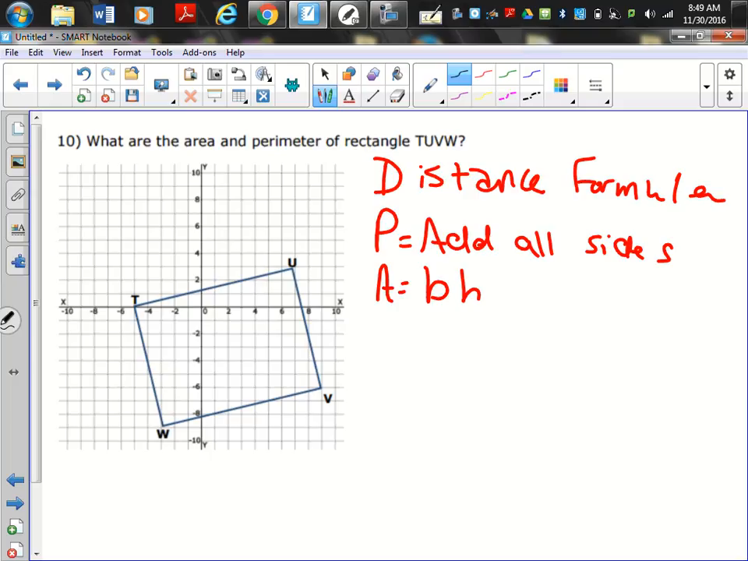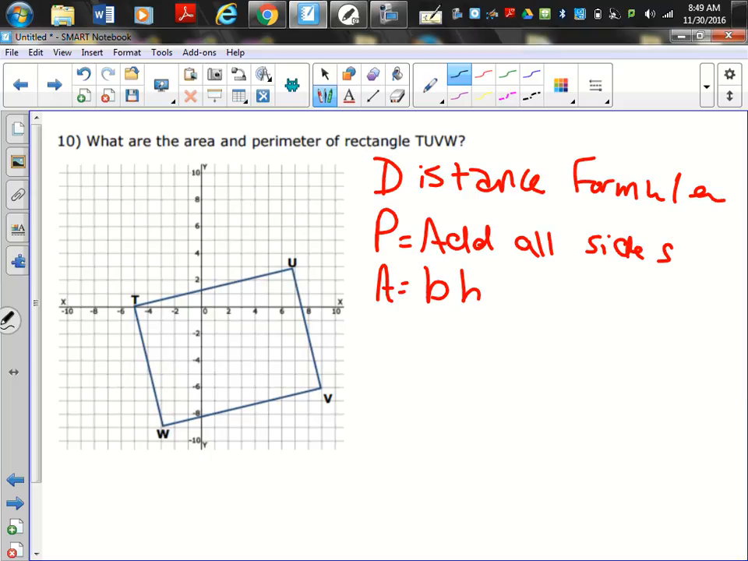Miss Brown told us earlier that that was the square root of parenthesis x minus x parenthesis squared plus parenthesis y minus y parenthesis squared. So what do I have to do for my x and my y? Points. I've got to have my points. The first thing I have to do is figure out where my points are.